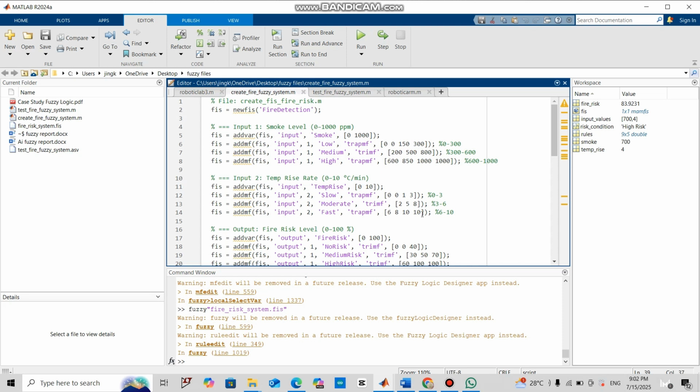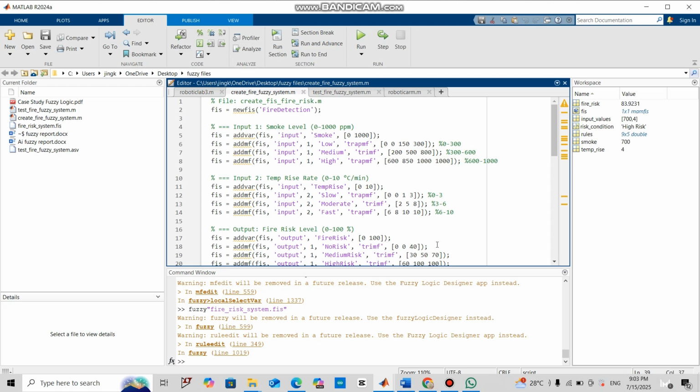Now I'm going to present the fuzzy system that we are doing, titled Fuzzy Based Fire Risk Detection System for Smart Homes. The problem statement is that nowadays traditional fire alarm systems are typically threshold based, meaning they only trigger alerts when sensor values exceed fixed levels. This approach has two significant drawbacks: high false alarm rates and potential delays in response.